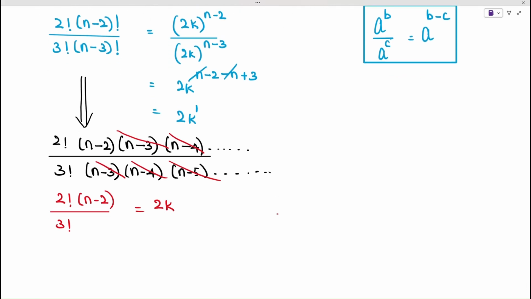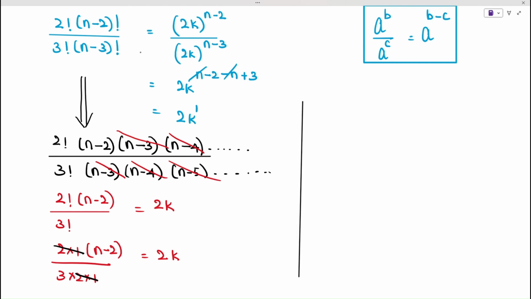So 3 factorial, that's 3 times 2 times 1, which is 6. So we have 2 times 1, 2 times 1 times n minus 2, and now we can rearrange. The 2 times 1 can be cancelled out, so we get n minus 2 over 3, and this is equal to 2k. Now you can move our 3 to the other side, so we get n minus 2 is equal to 6k, and n is equal to 6k plus 2.